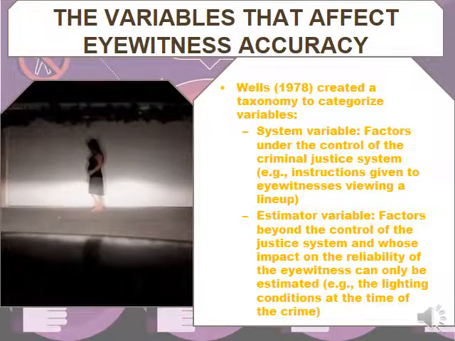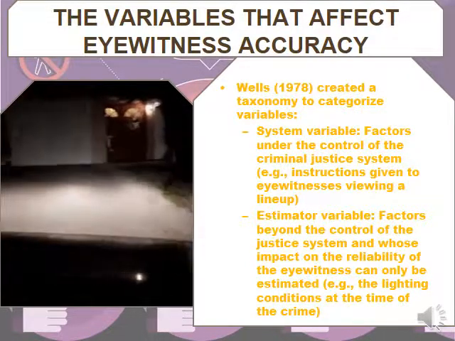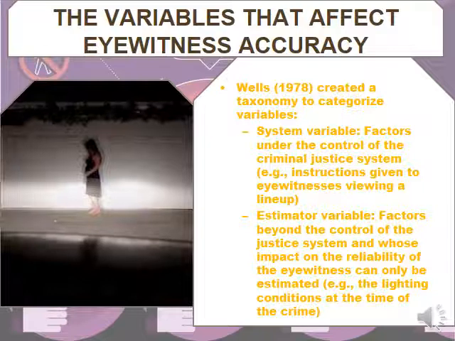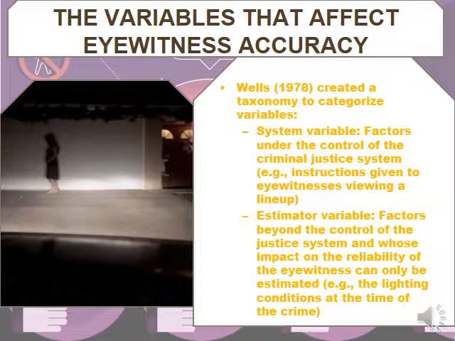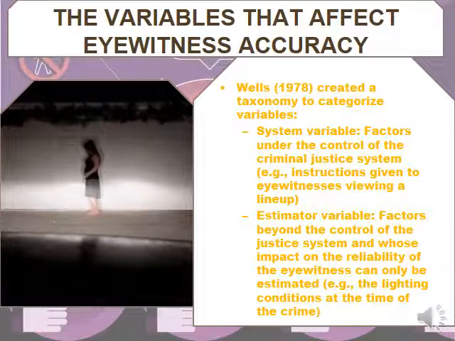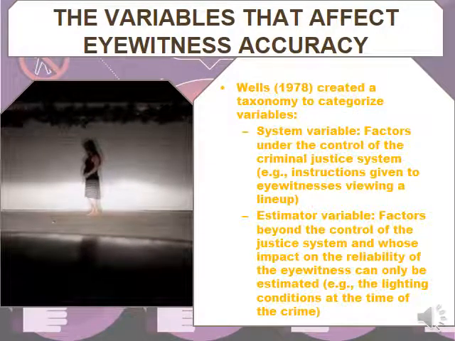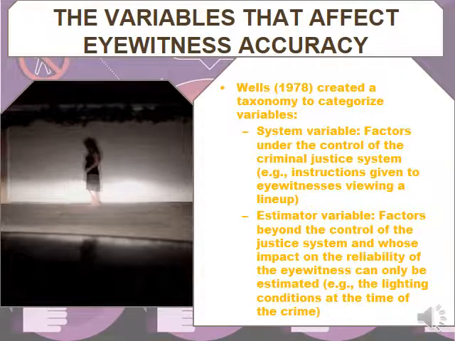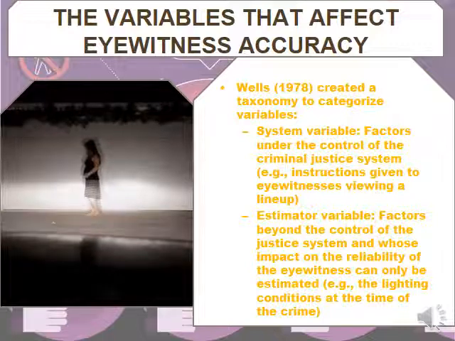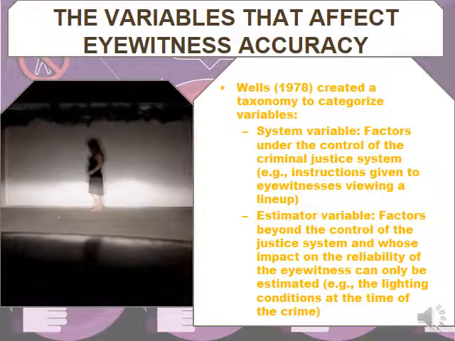So the first one, system variables. Again, these are factors under the control of the criminal justice system. In other words, instructions given to an eyewitness viewing a lineup. We'll talk about instructions later on, but these are the instructions that are read to the eyewitness. This is what we're looking for, and the individual may or may not be in the lineup. These are the elements that help you better understand what you're going to be viewing.